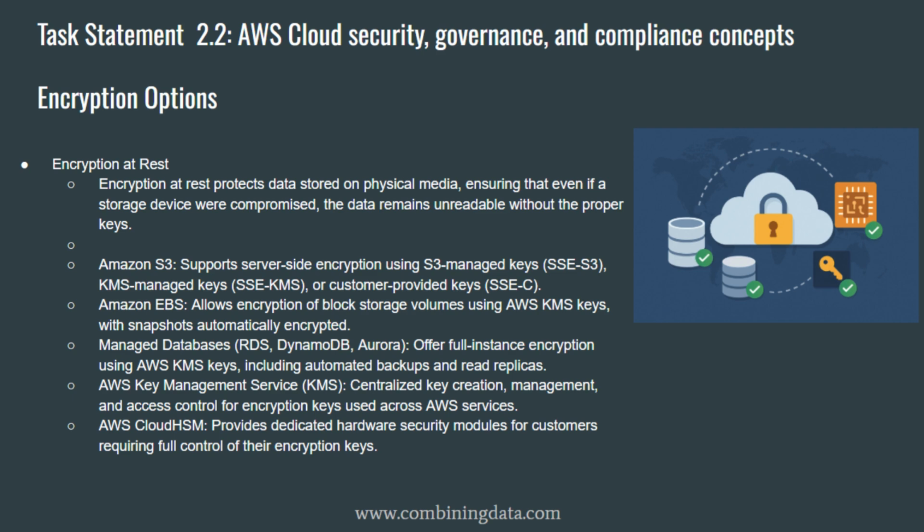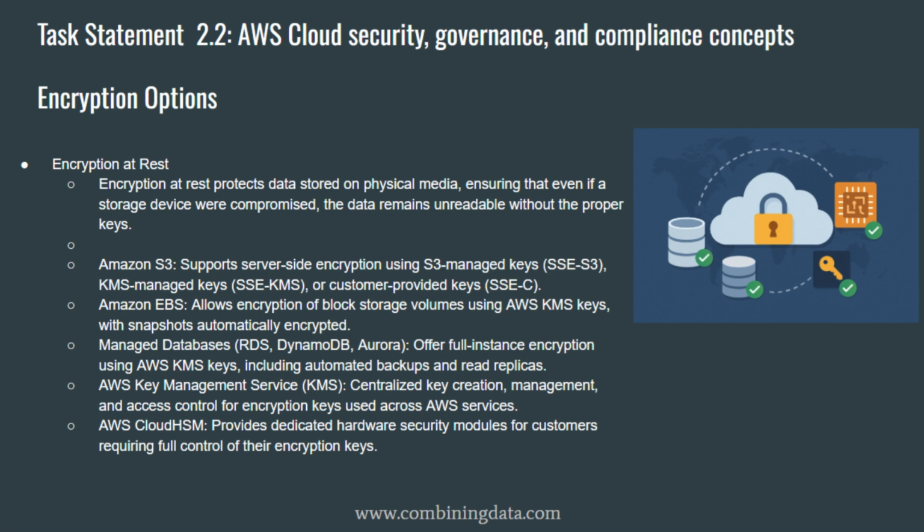For Amazon EBS, encryption is applied at the volume level. When you encrypt an EBS volume, all data written to the volume is encrypted automatically. Snapshots created from that volume are also encrypted. The encryption is transparent to applications. No code changes are required. For managed database services like Amazon RDS, DynamoDB, and Aurora, encryption at rest is handled at the service level. Data files, backups, snapshots, and read replicas are encrypted automatically.